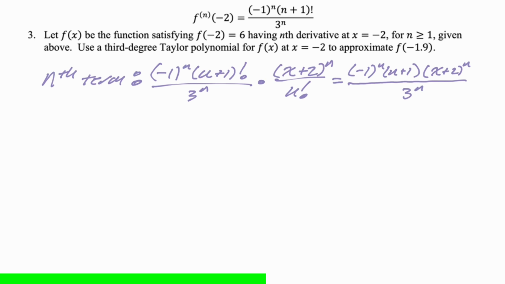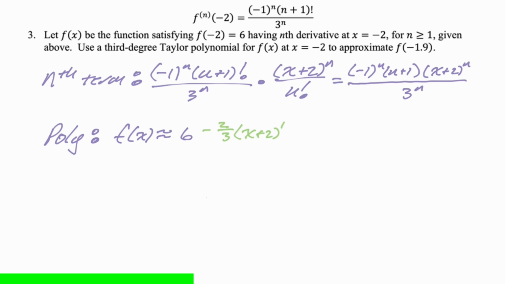All right, so to write our polynomial, what we're going to do is take the value of the function, which we know is 6, that's given, and now we just have to say plus, what is the first term? What do we get when n is equal to 1 and we plug into this thing? Well, we just get negative 1, we get 2, we get x plus 2 to the first, and then over 3 to the first. So negative 2/3 x plus 2 to the first.